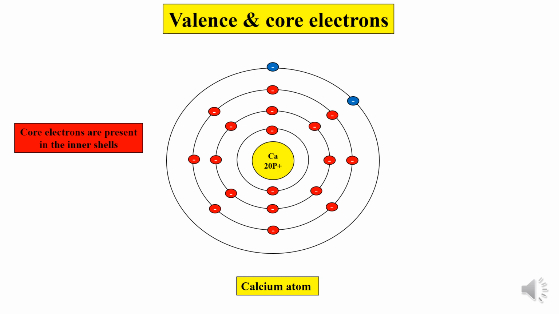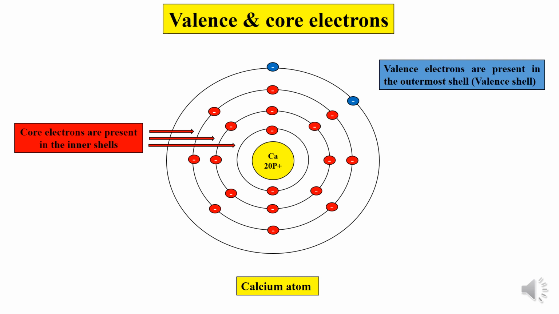Now core electrons are those electrons that are present in the inner shells. That is electrons present in shell 1, 2 and 3 of calcium atom. While the valence electrons are those electrons that are present in the outermost shell, which is also called the valence shell.